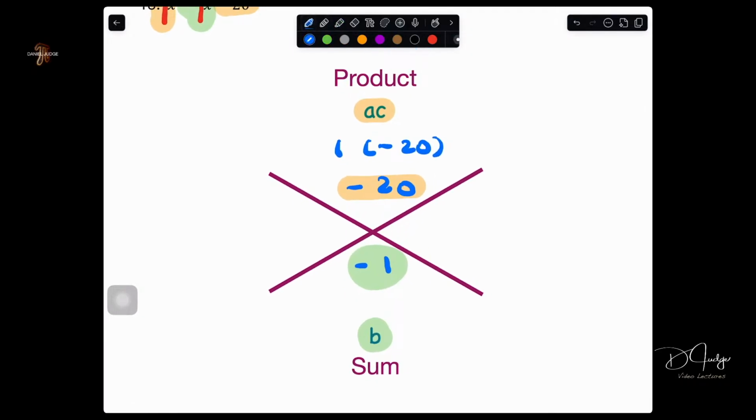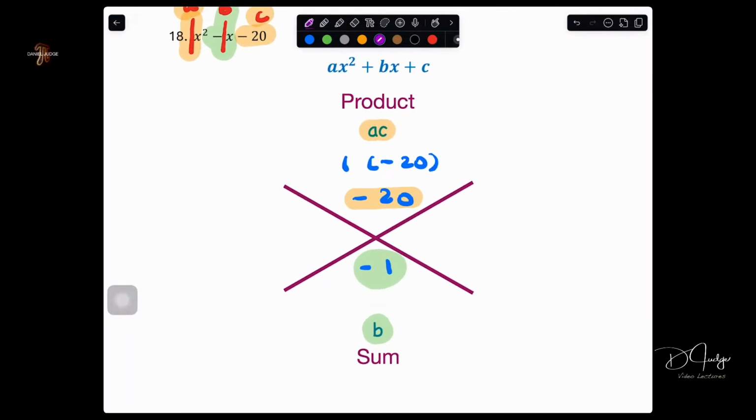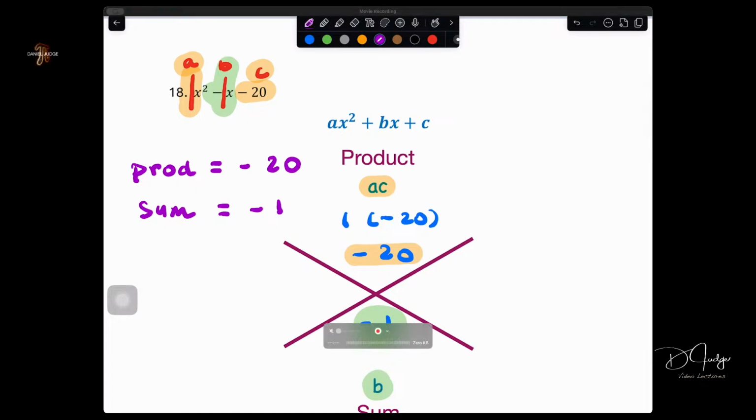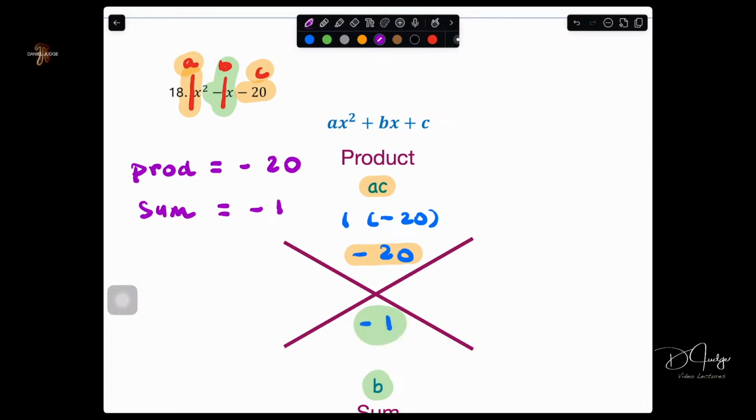Okay, what does this mean? It means the following. We need two numbers multiplied together. The product needs to be negative 20. And the sum needs to be negative 1. So we've got to stop and think again. What two numbers multiplied together is negative 20, but when added is negative 1?